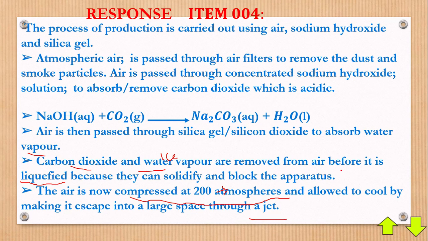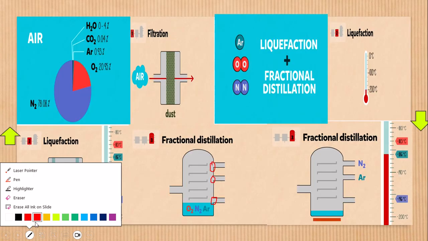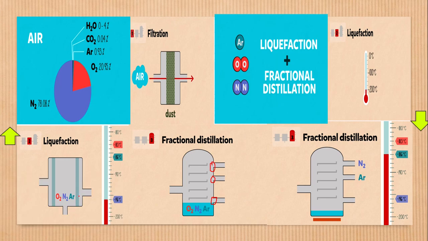Now we have that in the picture somewhere here still. Just allow me to take you there. So here, like this. As you are doing this, they will allow it to escape in a certain vessel. Say for example, here we have the oxygen, we have the nitrogen, we have the argon. So they can easily escape in these jets based on their temperatures.